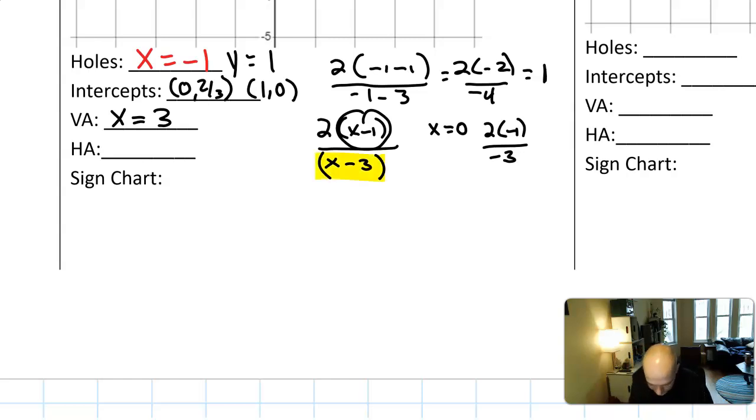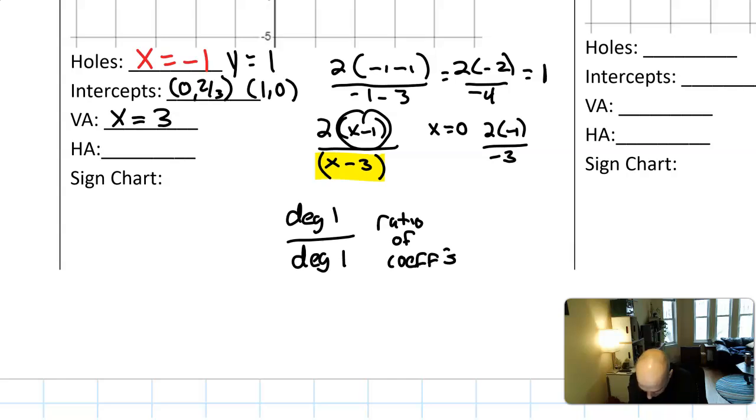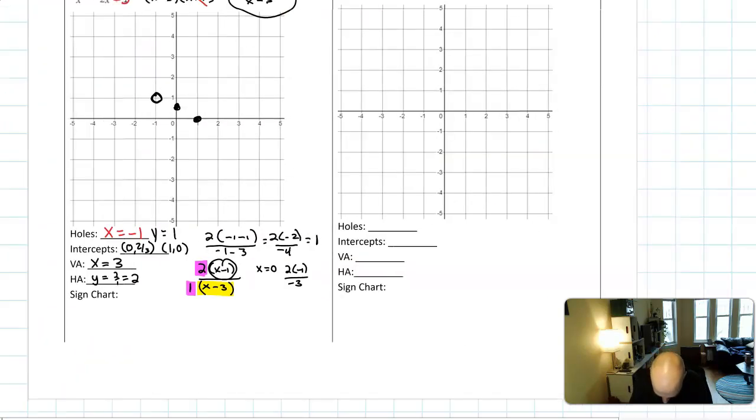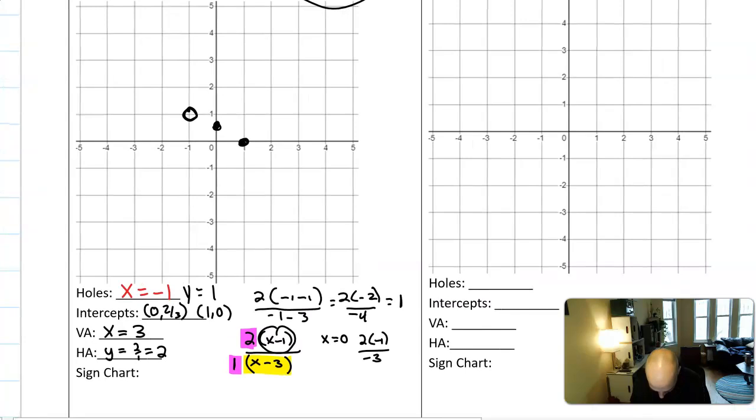And then for horizontal asymptotes, we need to apply the test. Well, this is degree 1 over degree 1, so we're going to look at the ratio of coefficients. The coefficient on the top is 2, and the coefficient on the bottom is not written, but is 1. So the horizontal asymptote is at y equals 2 over 1, or y equals 2. I'm going to leave some space down here for my sign chart, because I still need to do some more work. But now we can start to fill in things on the graph.